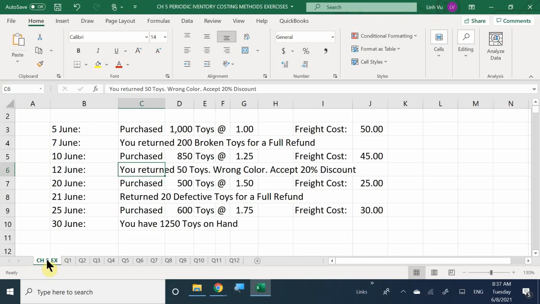So 1,000 came up to $1.05 each. So if they return 200, it came to a refund of $210. All right, now listen. Can we return the shipping cost? No, that's not returned. So we can't subtract that from it.